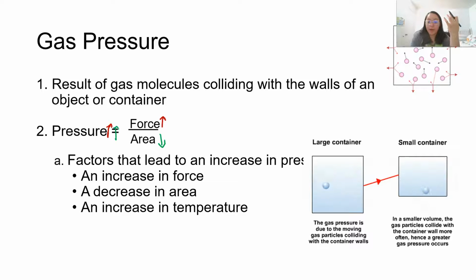Another way you can have an increase in pressure is to increase the temperature. As you increase the temperature, these particles start moving around a lot more rapidly. When they are moving around more rapidly, they tend to collide a lot more with the surrounding walls of the object or the container they're in, and because of that, that increases the pressure. So an increase in temperature also gives you an increase in pressure.